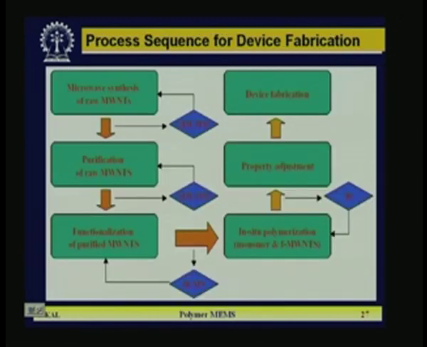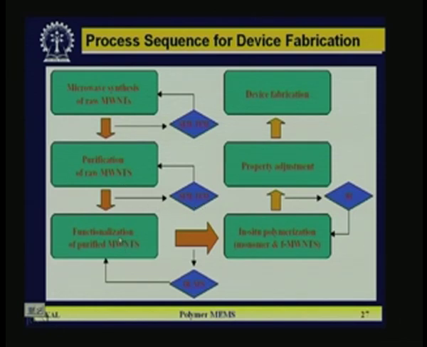Now, what is the process sequence for device fabrication using CNTs? First, microwave synthesis of raw multi-wall nanotubes, and during that you have to continuously monitor the structure using SEM, scanning electron microscopy, and TEM, transmission electron microscopy. Then purification of the raw MWNTs that you get. For that purification procedure, you continuously go for SEM and TEM.